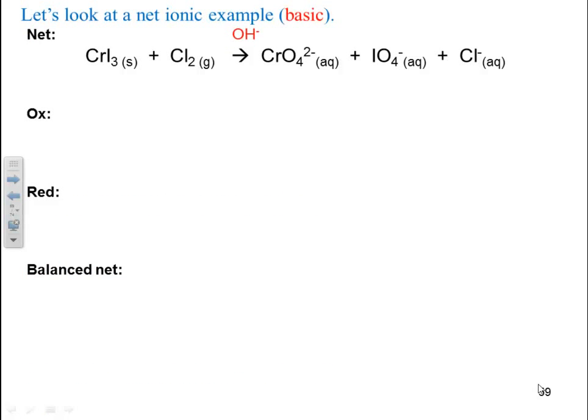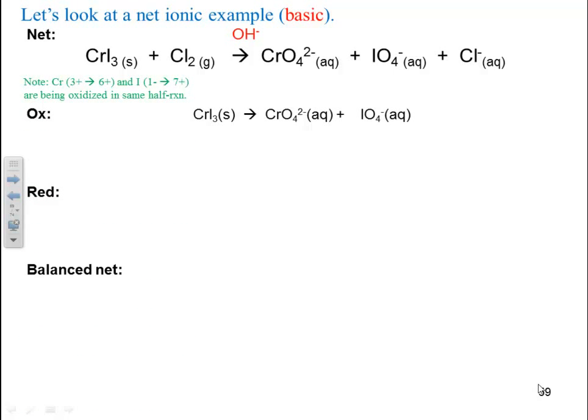Here's one that we're looking at that starts off with a net ionic, but it's a basic one. It has OH minus. So we need to figure out what's being oxidized and what's being reduced. We see that CrI3 is going to CrO4 minus and IO4 minus. Note that chromium is going from a 3 plus to a 6 plus, and iodine is going from a 1 minus to a 7 plus. So basically, both species are being oxidized in the same reaction. And what's being reduced? We got Cl2 going to Cl minus. It's going from a 0 charge to a -1 charge.